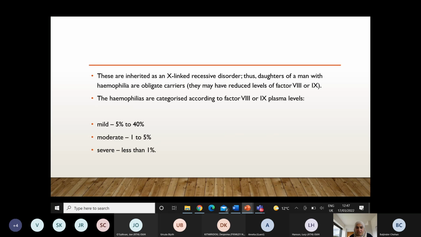And the severity is categorized by the factor levels. Even with the same genotype, the phenotype could be different. Some people can have just a milder disease, some moderate and some severe. So these are the levels, and depending on the level, if the level is obviously very low, it will be a severe disease.